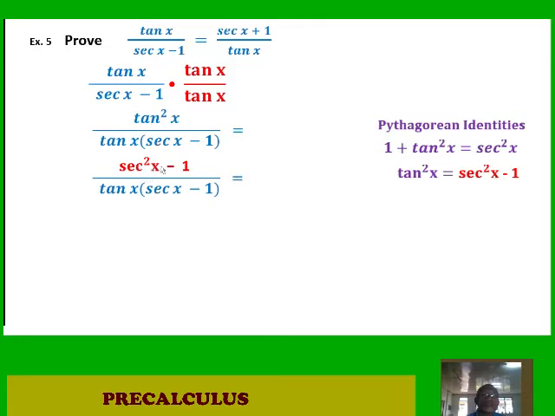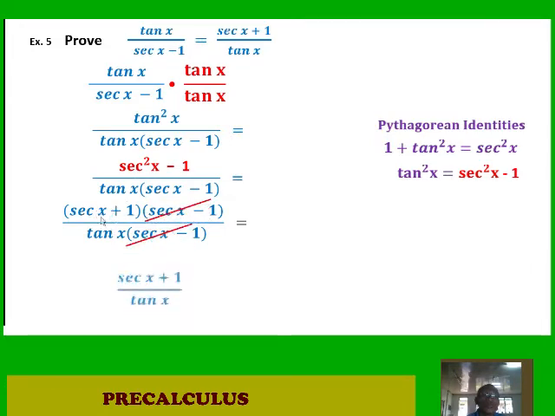Okay. Then factor out the numerator. This is the difference of two squares. The factor of secant squared minus 1 cancels out. Then we are left with secant x plus 1 over tangent x, which is equal to the right side.